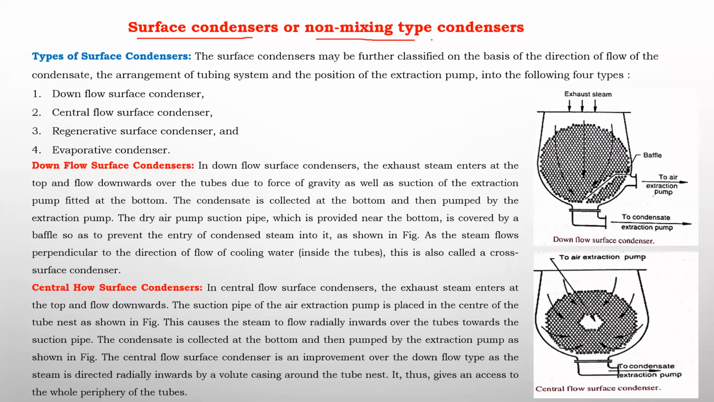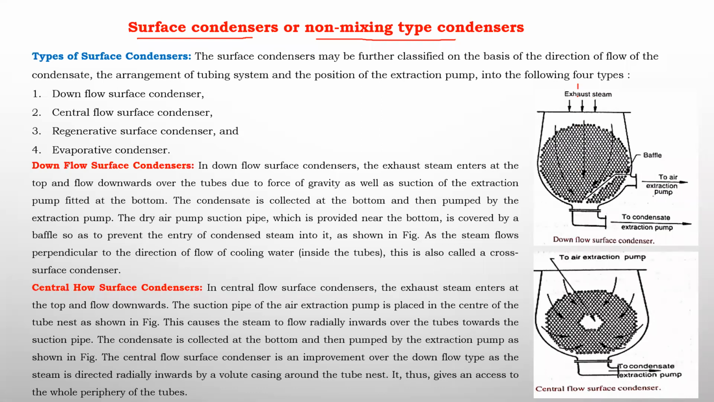These are very, very important surface condensers. Surface condensers are what we call non-mixing type surface condensers. If you observe, the non-mixing type surface condensers are further classified into 4 types. One is downflow. These types depend upon the direction of flow of the exhaust steam.